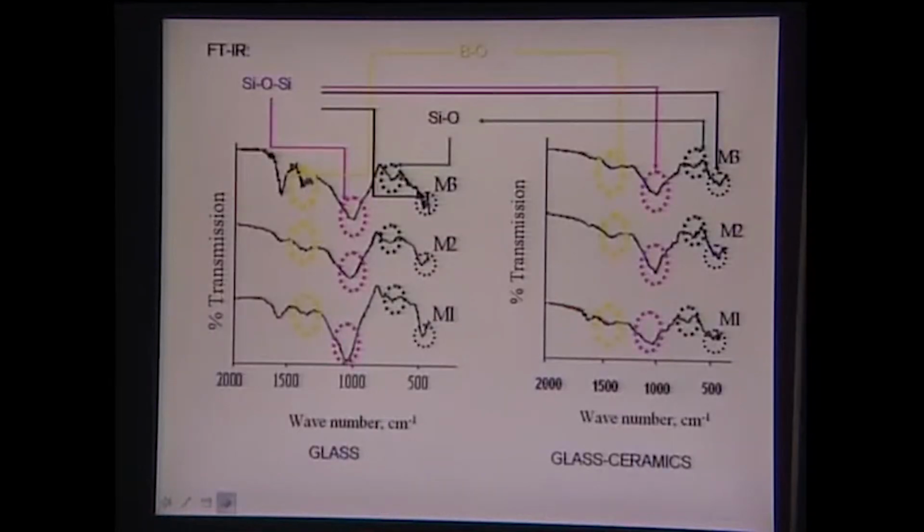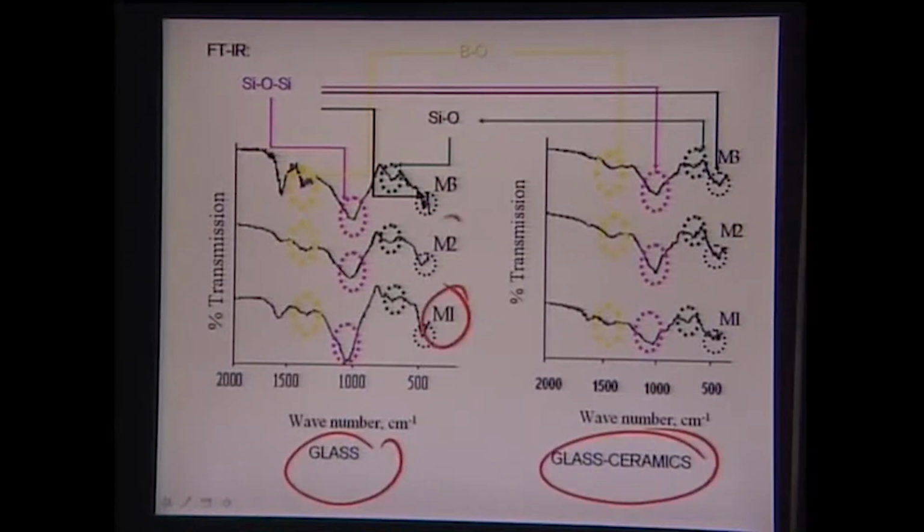Now, what happens in the FTIR spectrum when we do this FTIR analysis? This is the base glass and this is the glass ceramic, with the M1, M2, M3 compositions. You have the Si-O-Si band, the Si-O band, and the B-O band. The B-O band, as well as the Si-O-Si band, is much sharper in the base glass, whereas it is more diffuse and broadened in the glass ceramic. That is one observation you can make.